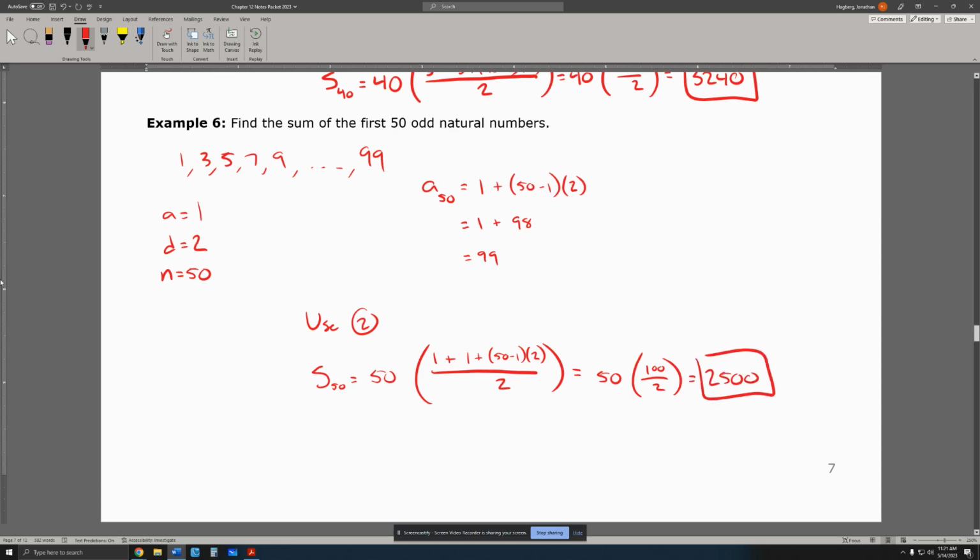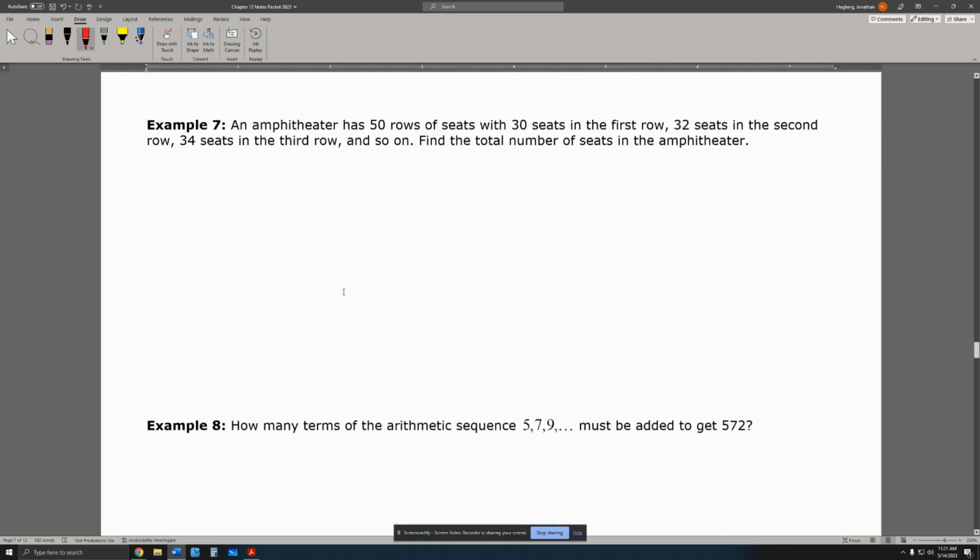All right. Go ahead and flip the page. Let's try a few more. An amphitheater has 50 rows of seats with 30 seats in the first row, 32 seats in the second row, 34 seats in the third row, and so on. Find the total number of seats in the amphitheater.